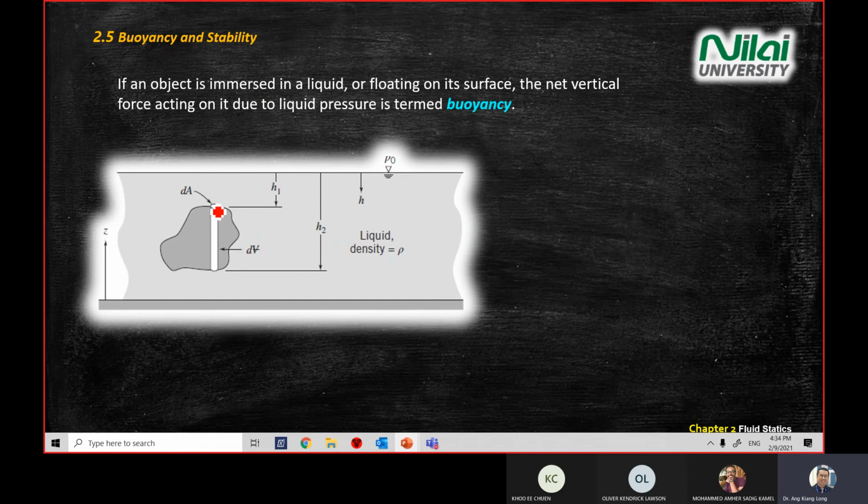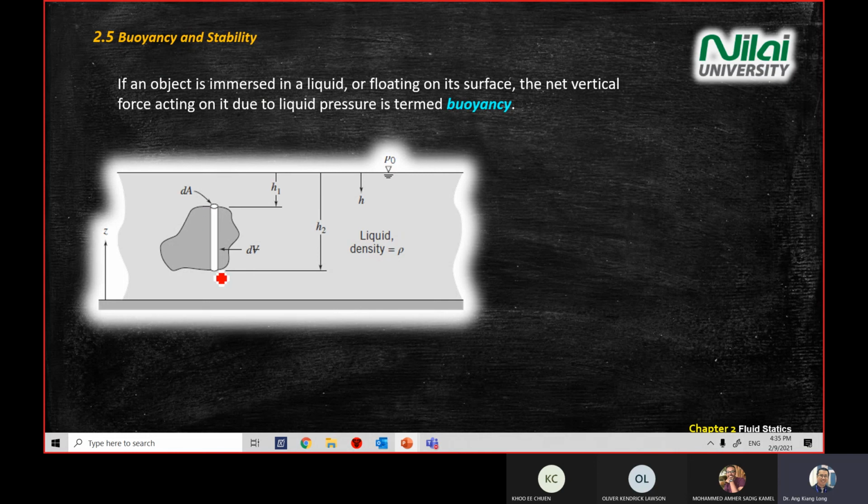And then if the object doesn't move or is stationary, it means that it already reached equilibrium, meaning the force acting on the body is balanced, and there is a force that makes the object float in that particular position. So in this diagram, you'll see that there's an H1 here, an H2 here, and the density is given, and you see an inverted triangle to represent the ambient pressure.